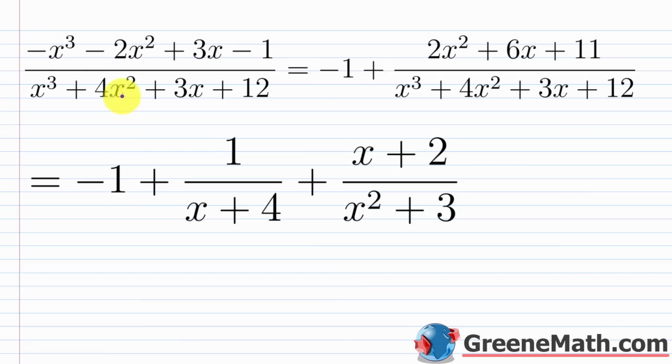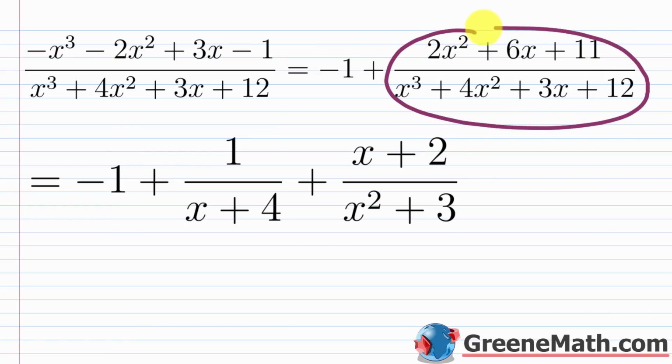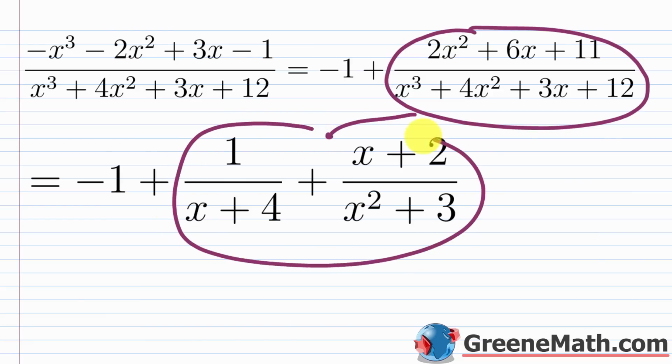Remember that when we started with this guy, we wrote it as negative 1 plus this 2x squared plus 6x plus 11, that was a remainder, over your denominator, which was x cubed plus 4x squared plus 3x plus 12. Well, this right here is what we just did the partial fraction decomposition for. And that is going to turn into this right here. So when you write your final answer for this guy, you're going to say it's negative 1 plus your 1 over x plus 4, and then plus your x plus 2 over your x squared plus 3.